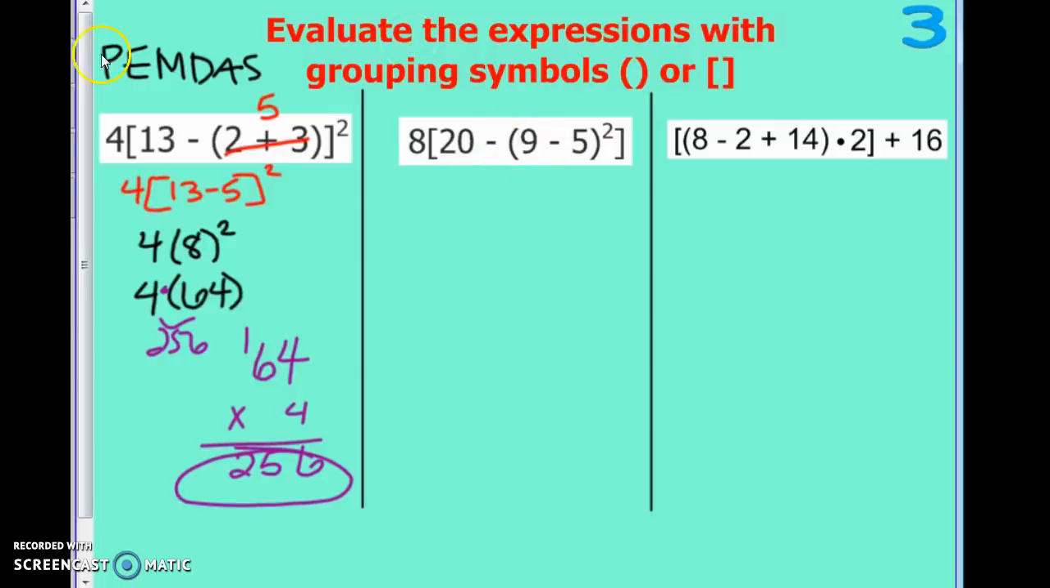Moving along here, parentheses on the inside, 9 minus 5 is going to give us 4. So next, inside this parentheses, we really have 20 minus 4 squared. So we do have to do our exponent next inside our parentheses. Do not do 20 minus 4. Do the exponent. 4 squared is 16.